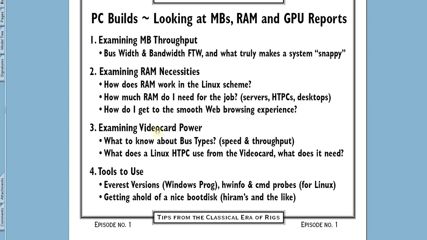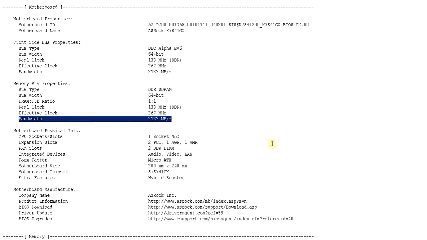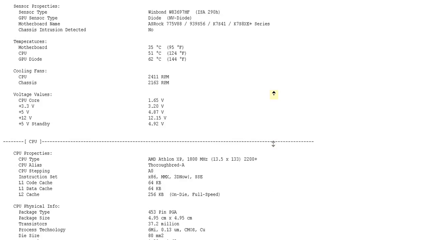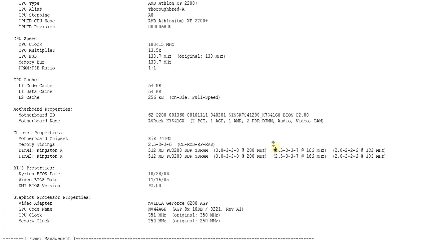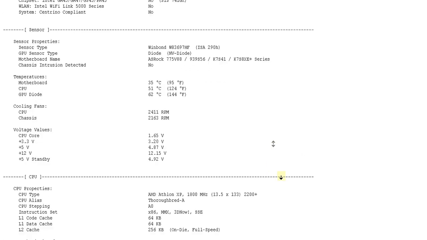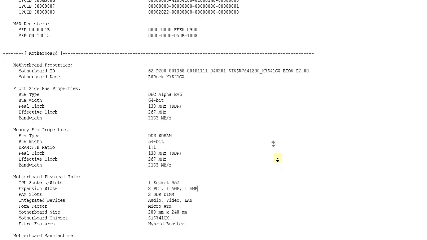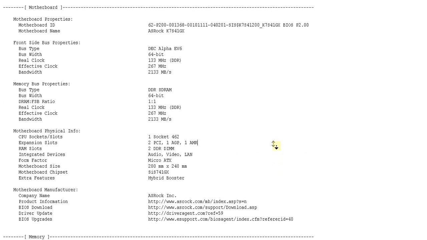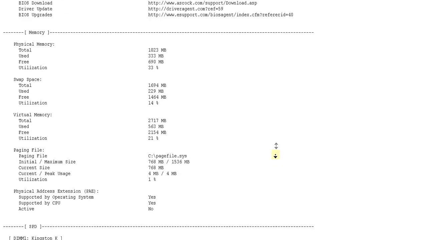Let's get to this part. Examining video card power. When we use the system reports, it tells us the bus types. So let's look at that ASRock. It was 8, wasn't it? AGP 8. Let me see the overclock. Maybe it's on the motherboard. Hold on. It does have a GB. You get a lot of great information with this tool, Everest. And let me keep going down.